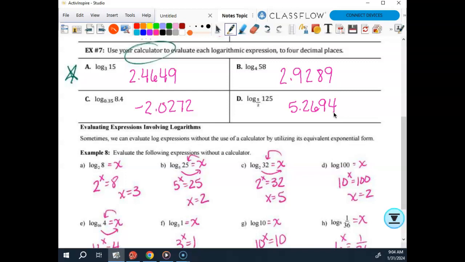Anybody having any trouble getting any of those? All right. Are we good? Can we move on? All right, so before we do the last part, I'm going to show you a quick little video that ideally, I would have showed you on Monday, but I wasn't prepared for all that. So this is a quick little 3-minute video about logs.